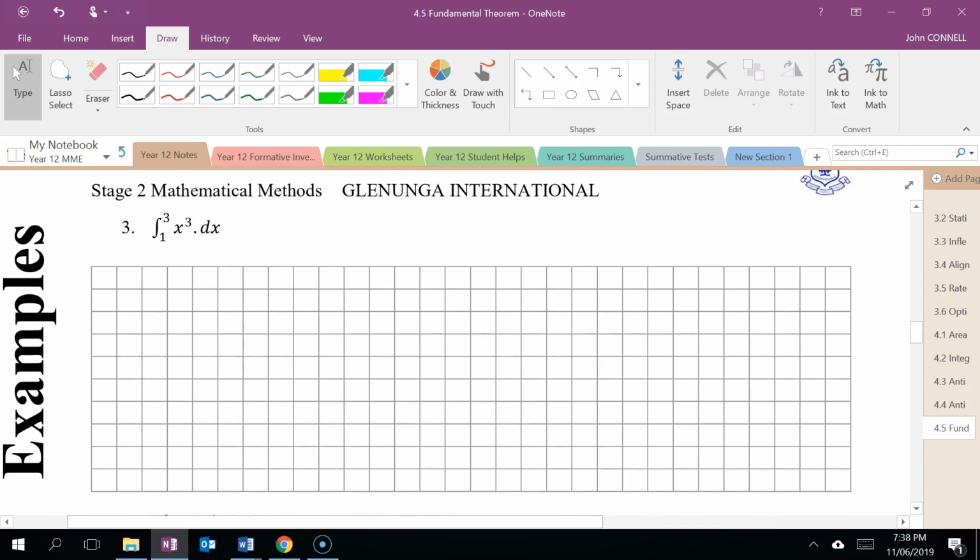Okay, so we're now going to focus on some different examples. The integral from 1 to 3 of x cubed. Now remember, the process is always the same. So number one, we find the integral. Number two is right hand endpoint, subtract left hand endpoint.